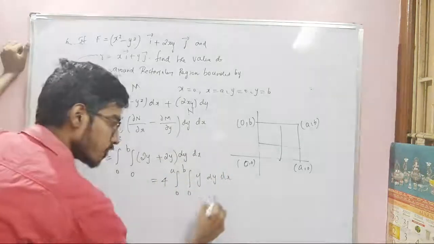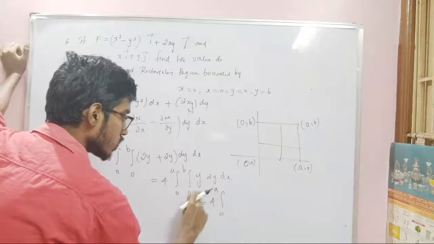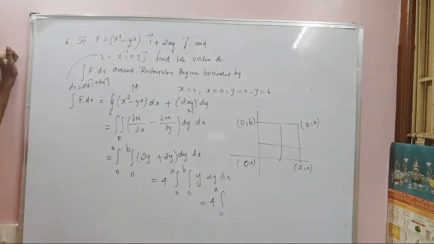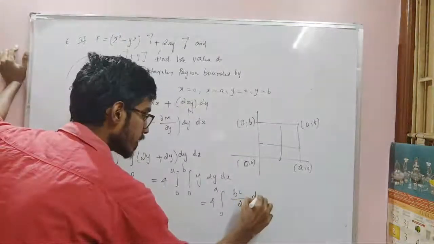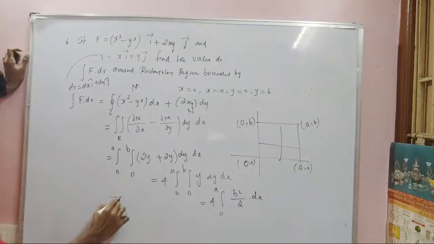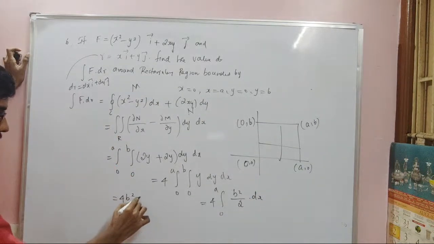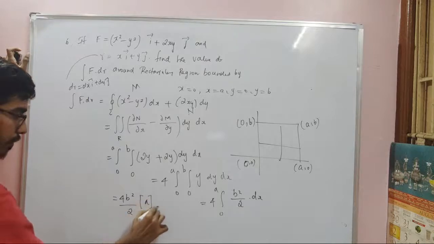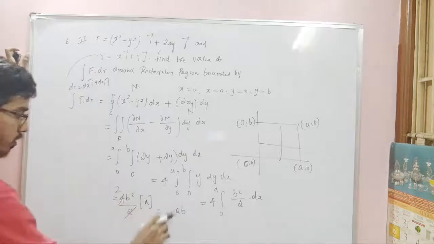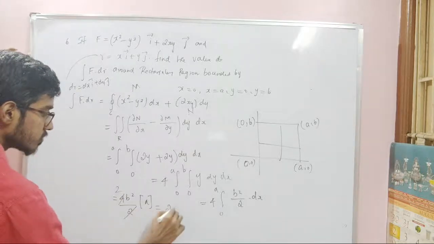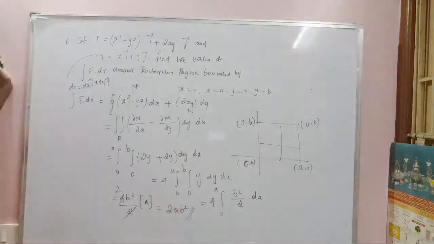So this will be 4 times integral 0 to a. The integral of y dy is y square by 2. When I substitute upper limit minus lower limit, we will have b square by 2 dx. Now I can take 4b square by 2 outside. The integral of dx is x, upper limit minus lower limit will be a. So we have 4a, I can cancel these two also. So we have 2ab square as the answer. 2ab square, right?